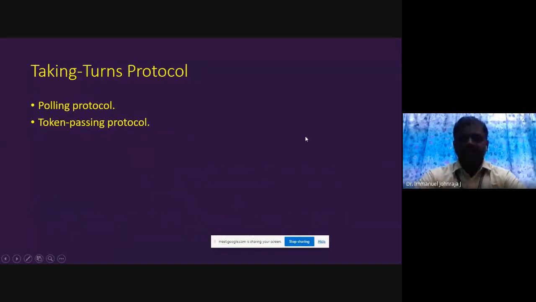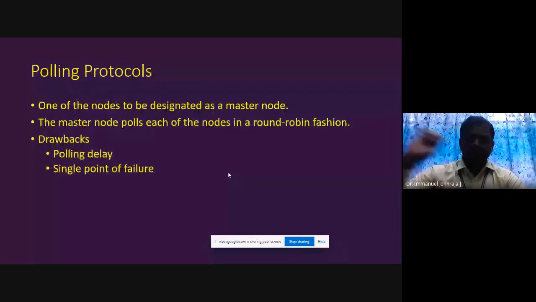The final one is the taking turns protocol. You have polling and token passing protocols. In polling, a node is elected as the poller, who dictates to others who has to send and who is not supposed to send. One of the nodes will be the master node, and the drawback is the polling delay, because the time taken to send the control messages is wasted. A second drawback is a single point of failure: if the poller is dislodged or removed from the network, polling fails.